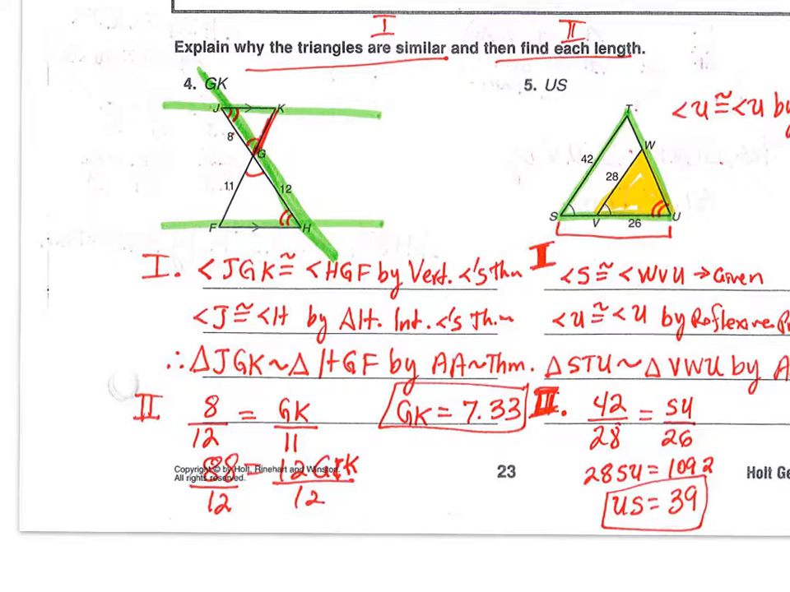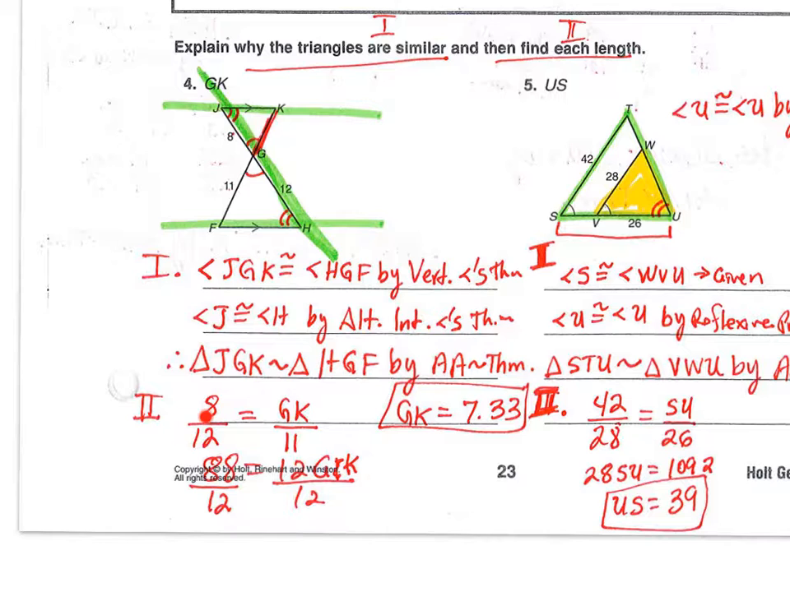Yes. So the AA. Since you have two angles, that is enough, you can make the conclusion that triangle JGK is similar to triangle HGF by the angle similarity theorem. Once you prove part 1 that they're similar, part 2 is find the measurement of GK.